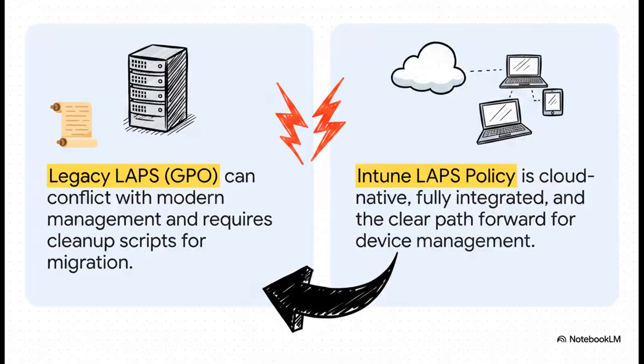password and when. Now, a question I get all the time is, hey, we're already using the old on-prem LAPS with group policy. What about that? And that's a super important point. That legacy GPO-based LAPS can actually clash with this modern cloud-first approach. The best practice, for sure, is to move completely over to the Intune policy. It gives you a clean, fully integrated solution. You might just need to run some scripts to clean up the old settings first.